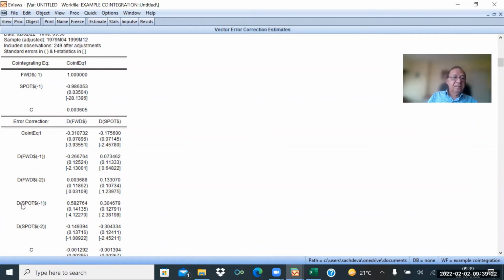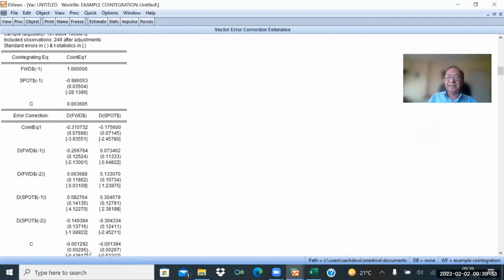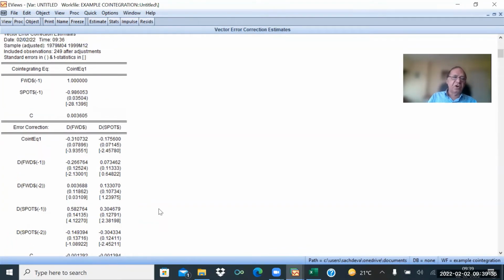And then lagged first difference price, and then the difference of the second lag. Then there is a constant. So we have got one cointegrating equation. We wanted one cointegrating equation because we had some problem telling you how many cointegrating equations there are, but we are assuming that it has one.